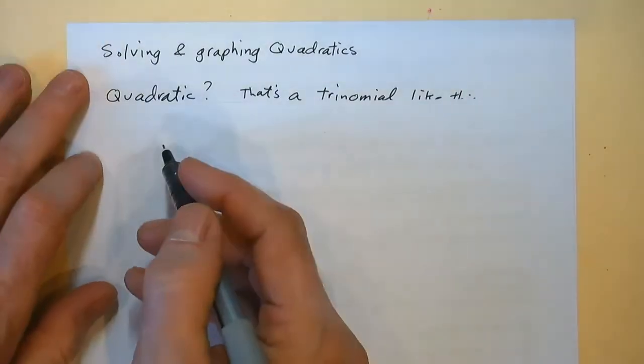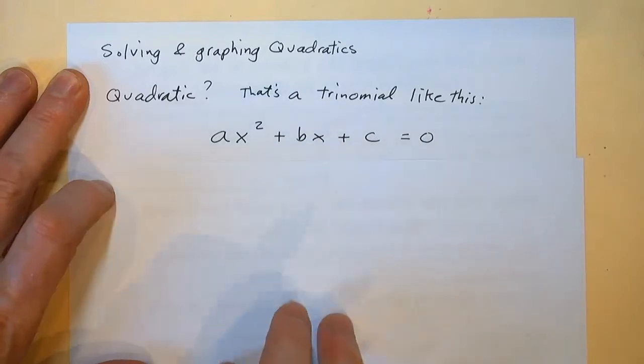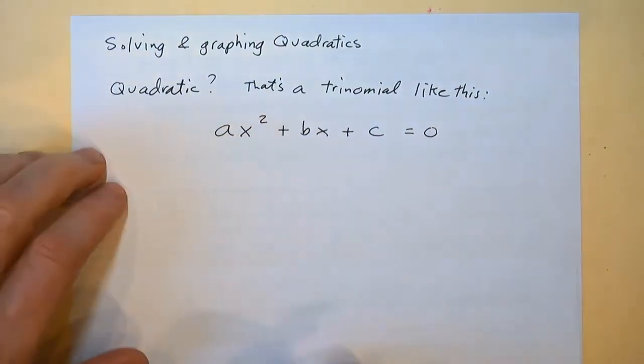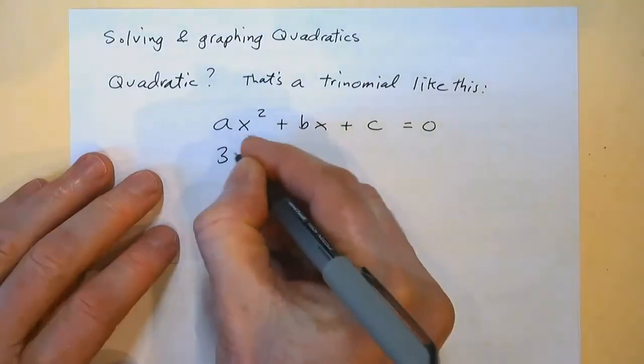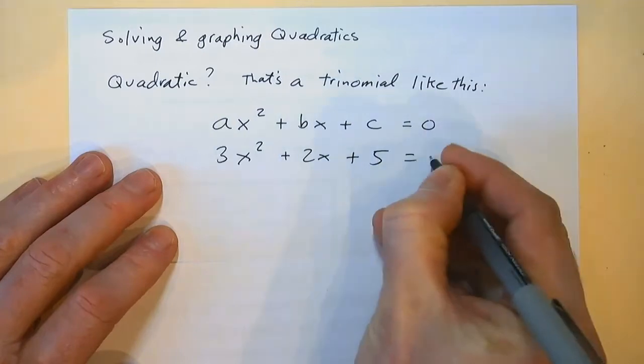So what's a quadratic? Well, that's a trinomial, like this. ax squared plus bx plus c equals 0. And you go, what's that? Well, a, b, and c are numbers. Let me put some numbers in, like 3x squared plus 2x plus 5.